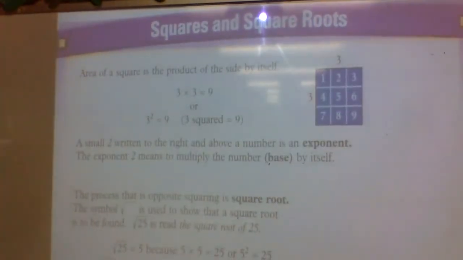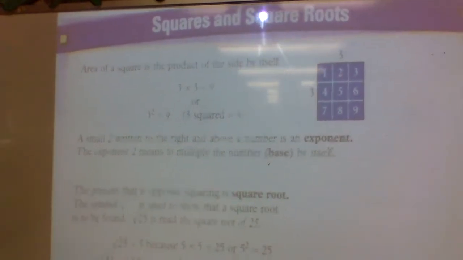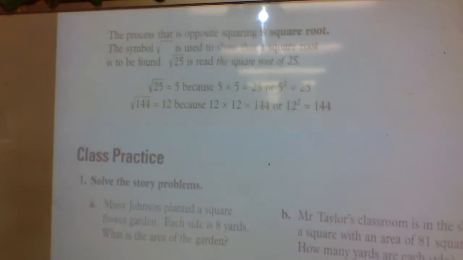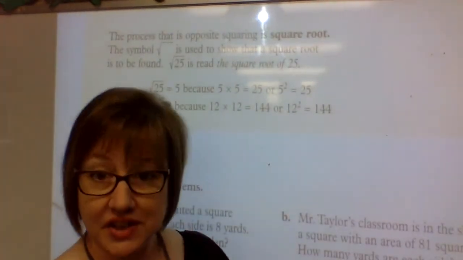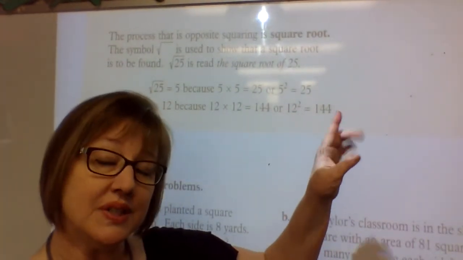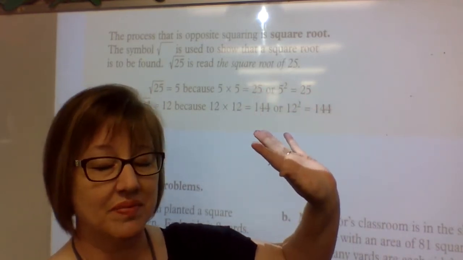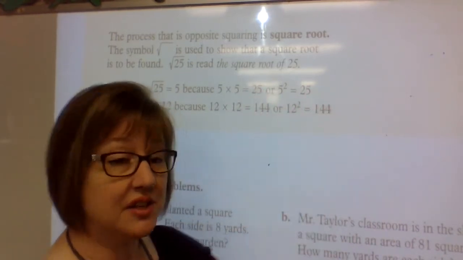Oh, and then we have what we call the square root. And that's kind of just the opposite. The opposite of multiplication is division. So with square roots, instead of multiplying, you're dividing. And I'll go over this in a second. Let's look at squares first before I get you all confused.